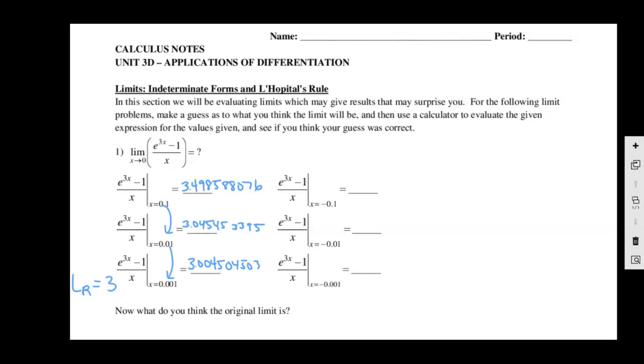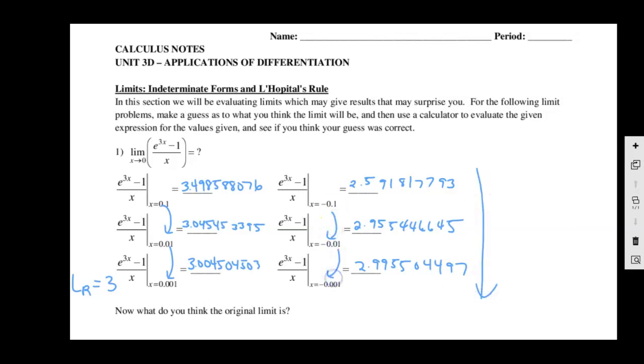If I were to plug in negative 0.1, we would get 2.59187793. And if I were to get a little bit closer to 0, this is approaching from the left, we would get 2.9554466. And then if I were to get even closer still, I would get 2.99550444. So it looks like there's some symmetry involved from the right and from the left. But clearly, as my x values get closer to 0, it also looks like those y values are getting closer and closer to 3.